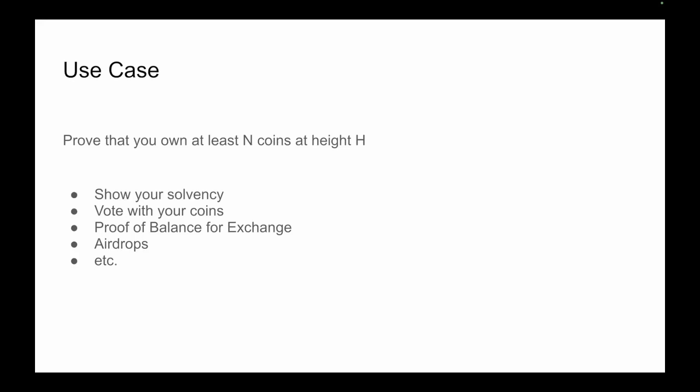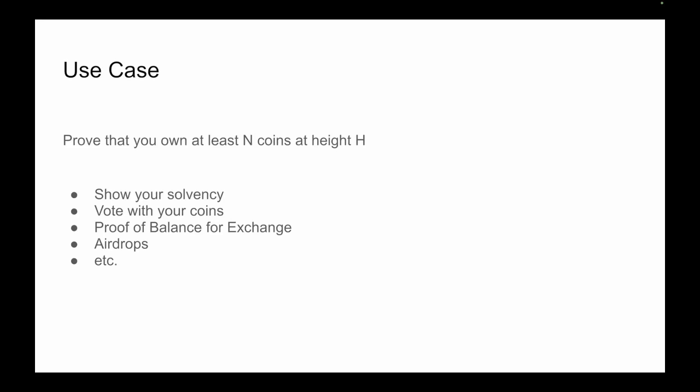The final one is pretty close to home. Lately Namada is offering to do an airdrop on Zcash, so this could be used for that. Basically, you would prove that you have, for example, 100 ZEC, and then based on this balance, they would give you 100 Namada. So there are many use cases, I think, for proof of balance.